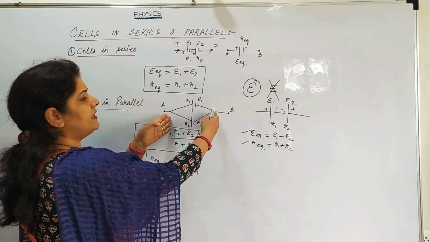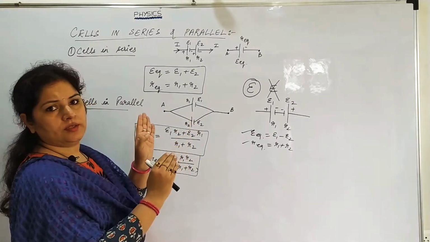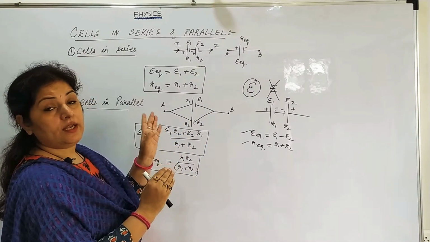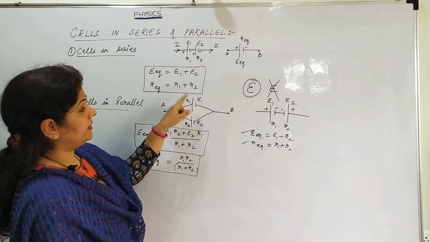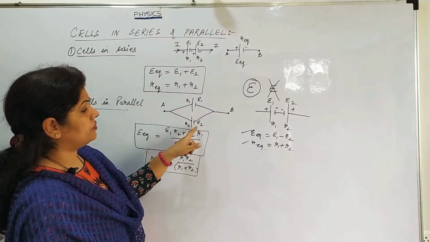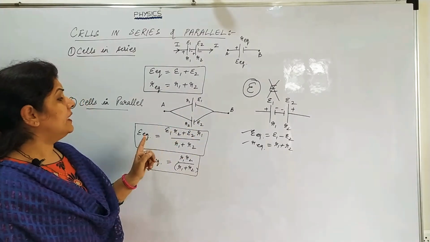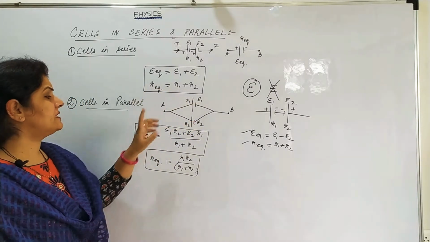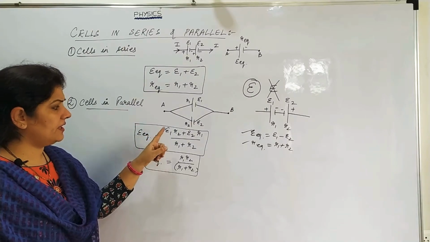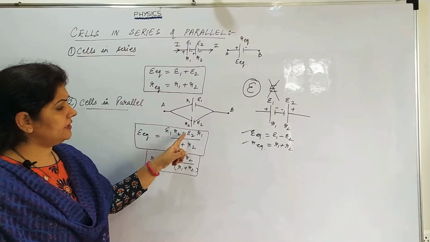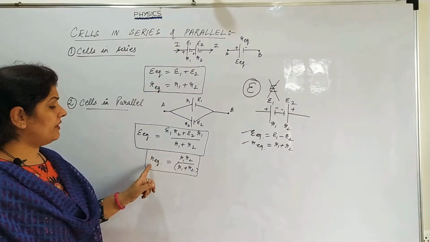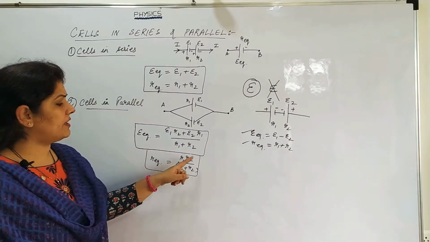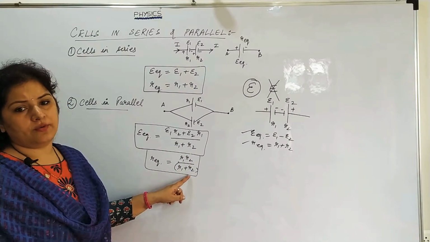In two points, the EMF will be the same, right? The source EMF will be the same. So this is the individual EMF E1, this is the individual EMF E2, right? So this behaves as the equivalent cell of EMF (E1 R2 + E2 R1) divided by (R1 + R2). Equivalent resistance is given by R1 R2 divided by R1 + R2.